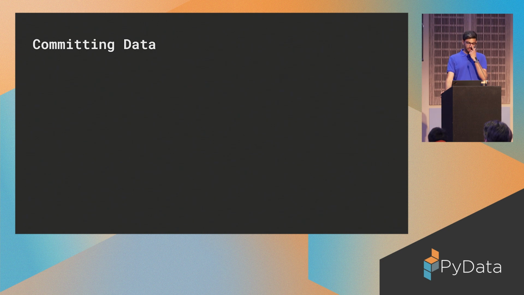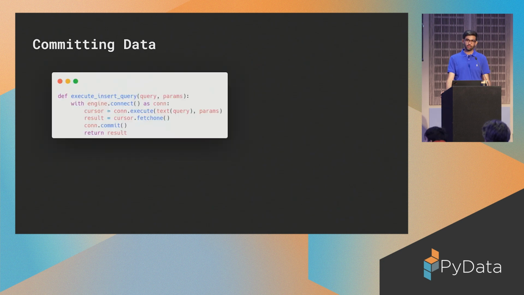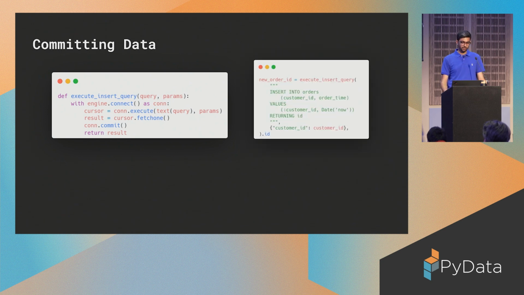Now, committing data. This is also provided by SQLAlchemy and is quite straightforward. The way to do this is we first get the connection from the engine, and then we call the execute method on the connection. And we have to manually call connection.commit before we return the result, because we want to say that, okay, I've executed this query and I want to commit this series of operations into my database. And this is an example.